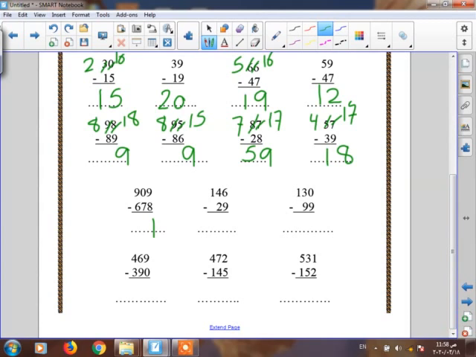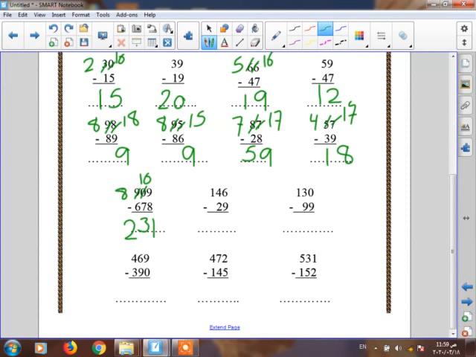After this, tens. 0 minus 7. No, we can't. So borrow 1 from 9. 9 becomes 8 and 0 becomes 10. 10 minus 7. After 7, 8, 9, 10. How many? 3. 8 minus 6 equal 2 in 100. So the answer is 231.